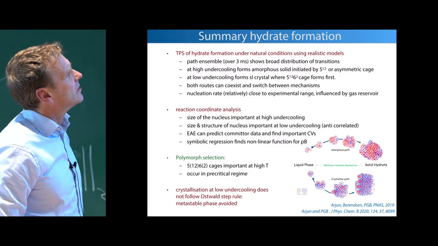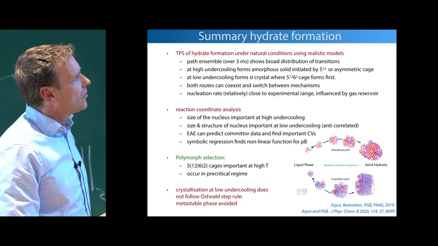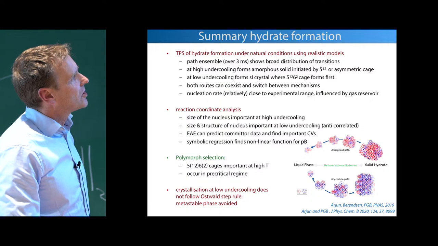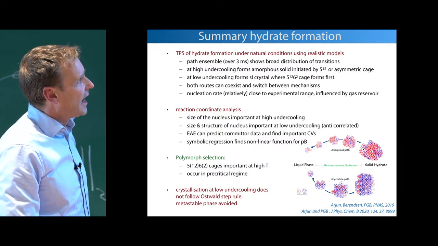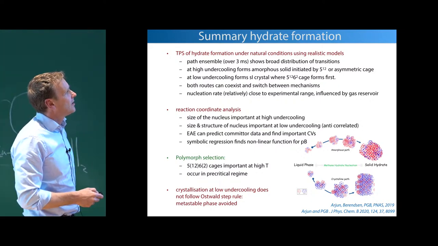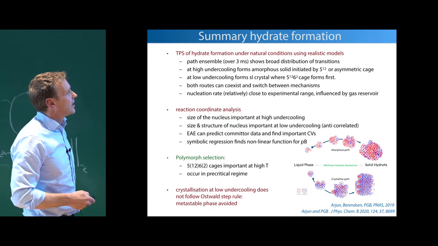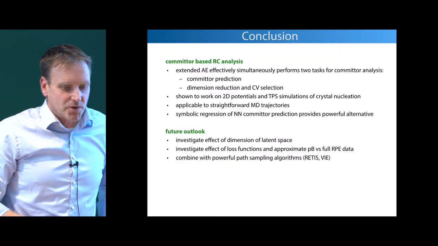That's a technical detail. Here are the reaction coordinate analysis conclusions: the size of the nucleus is important, size and the structure is important at low undercooling, and we can use this new extended autoencoder to predict this. I'm skipping the other two things because I'm running out of time.